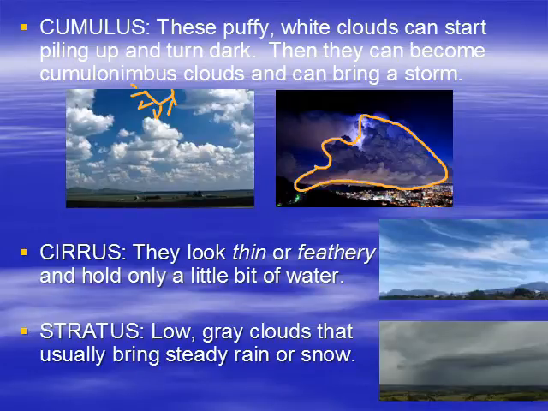Cirrus clouds are the really high clouds that look thin or feathery, and they're really made of tiny, tiny ice crystals. So they're not very dense. They don't have a lot of moisture in them. And stratus clouds are those low clouds that make the whole sky look gray. They're the ones that are almost like a layer upon layer of clouds. And they're the ones that will give us a steady rain or snowfall. And that is it for the weather mix.